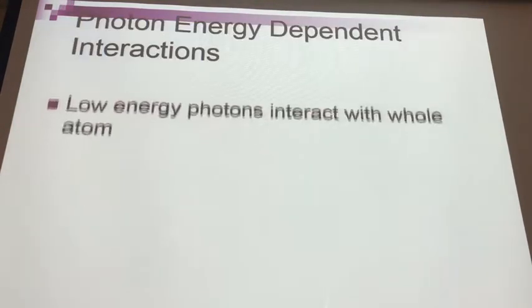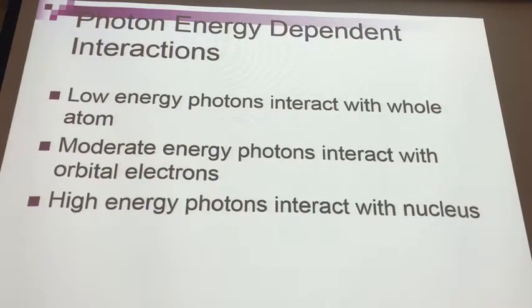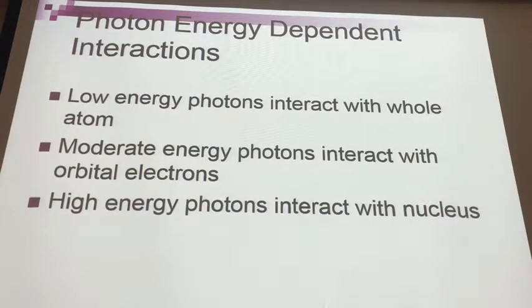So this is what I have here, right? So moderate energy photons interact with the orbital electrons. The high energy will interact with the nucleus here, and the low energy will interact with the whole atom.